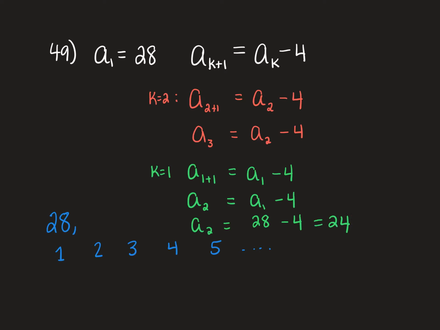Let me move this below so that we can actually write these in the right places here. So then term 1 is 28. Term 2 would be 24. Term 3, we can go up here, and now we know term 2 is 24. We can say 24 minus 4, which would be 20. So now we know that term 3 is 20. And hopefully from there you can start to see the pattern, and you won't have to use the formula each time. But this is what this notation all means.